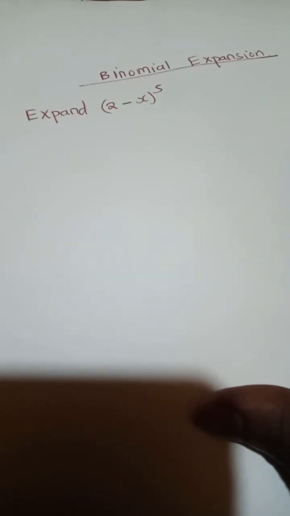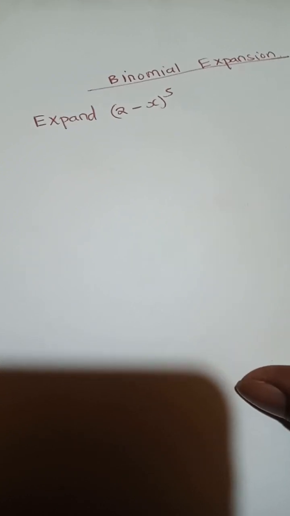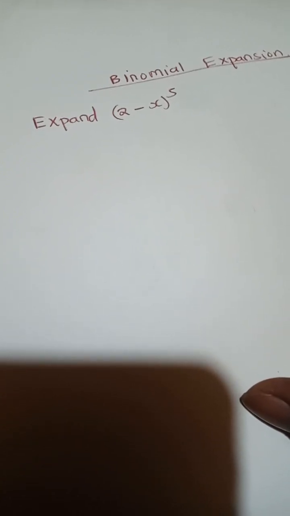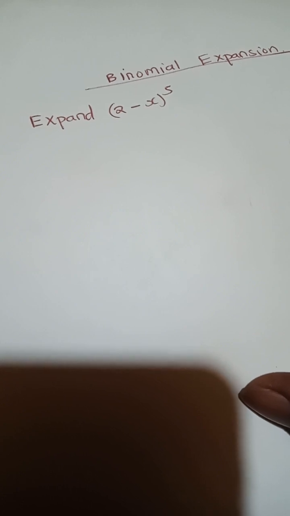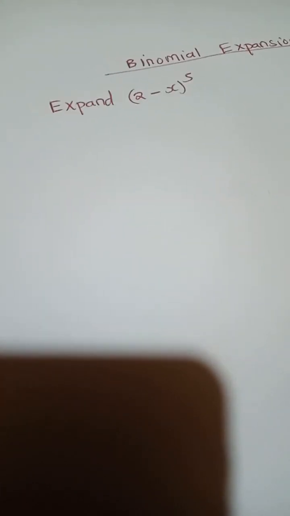The topic is binomial expansion. The question reads: expand (2 - x) raised to power 5.